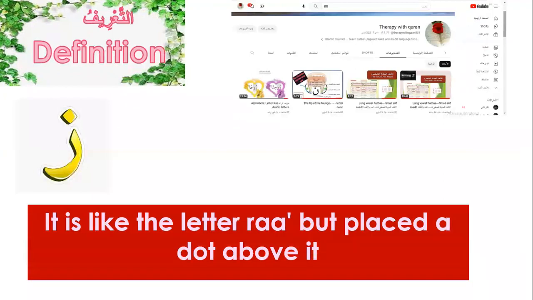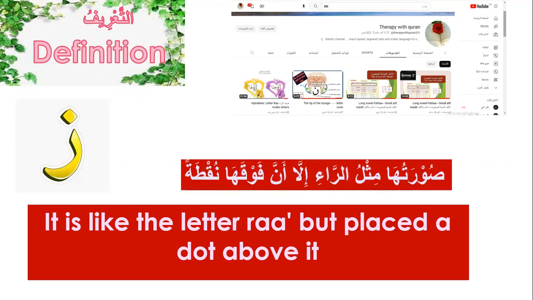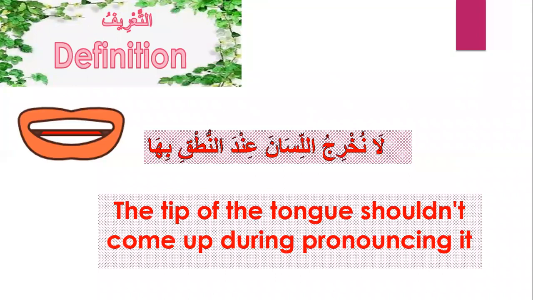Letter Zai is like the letter Ra, but with a dot placed above it. If you want to know the difference between Zai and Ra, you can watch this video in the channel. You can find the link in the description. The tip of the tongue shouldn't come up during pronouncing it, okay?